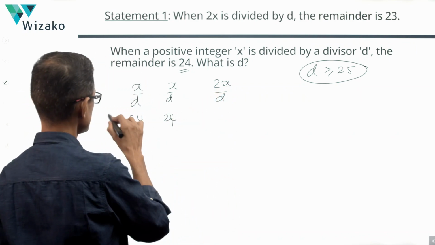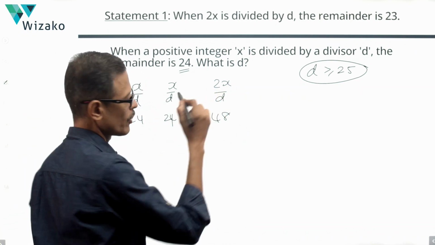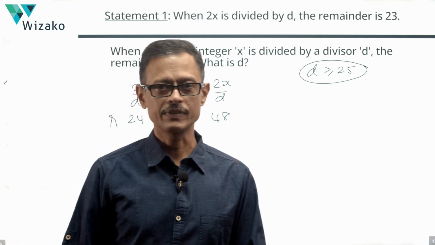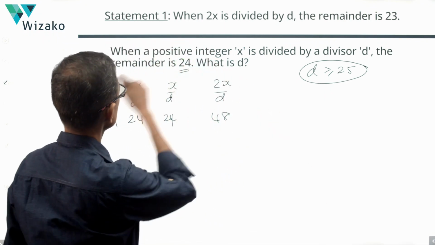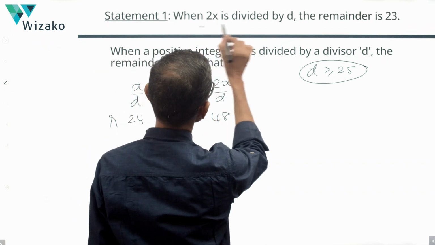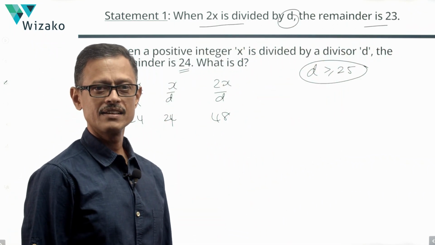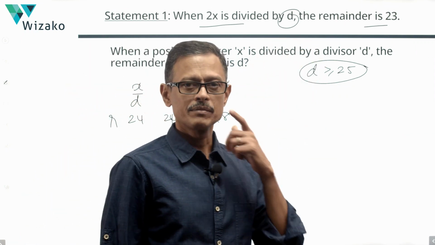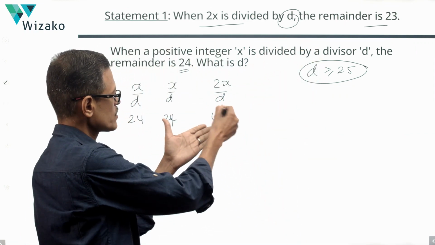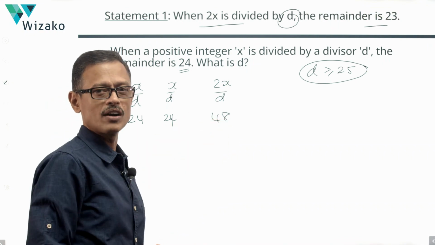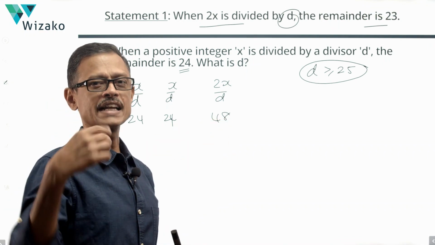So the remainder of this division 2x by d should be 48 by the modulo arithmetic rule that we had. But what does this statement say? The statement states that when 2x is divided by d, the remainder is not 48, the remainder is 23. Why would it be that way? Because it would have happened that this value, this 2r that we have got, ended up being a number which is greater than the divisor.